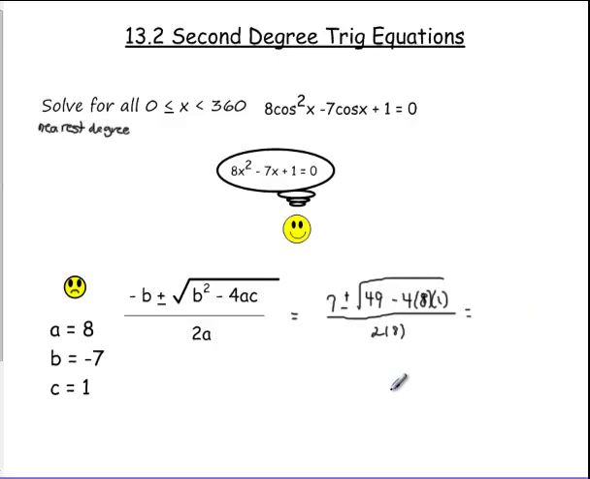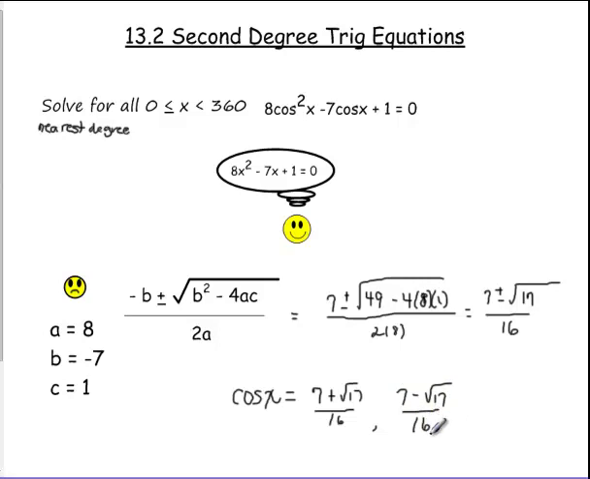All right, so now I'm going to clean this up. 7 plus or minus. Well, I think we can handle all this in our head. 49 minus 32, 17 over 16. All right, so what did we get here? We can do the quadratic formula, but what exactly did we get? We figured out that the cosine of some angle gets me these ridiculous answers. That's one, and this is the other.